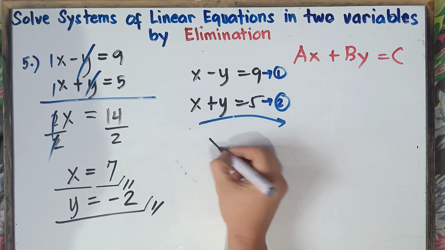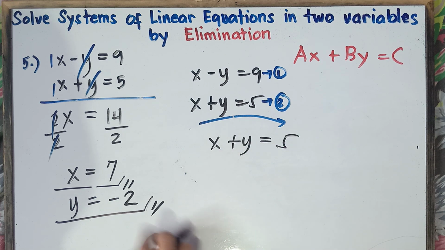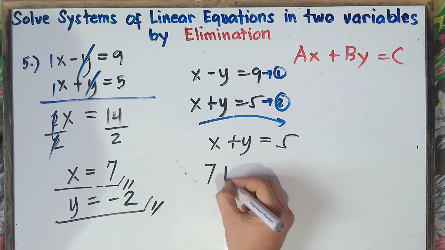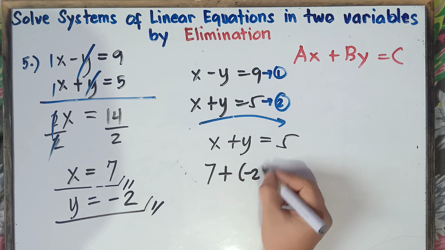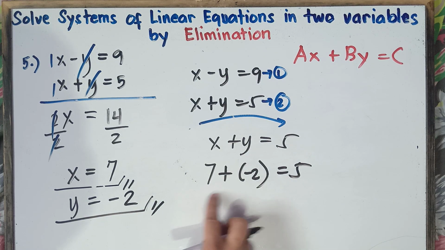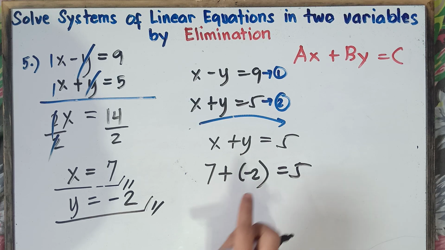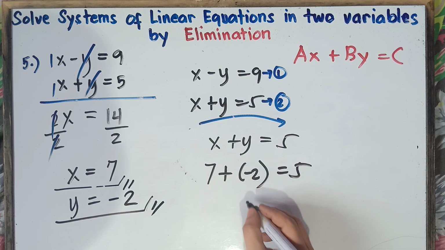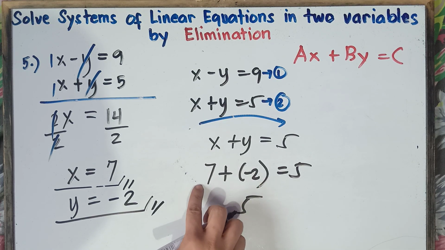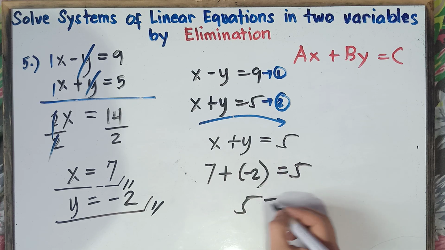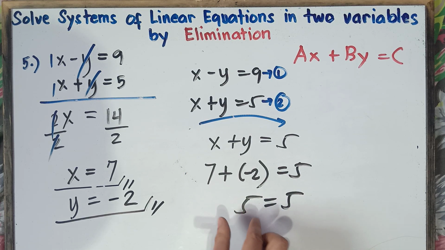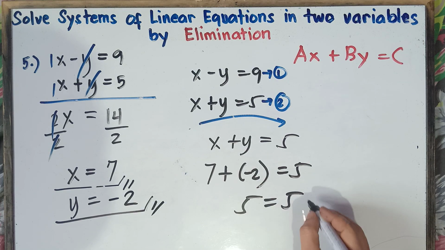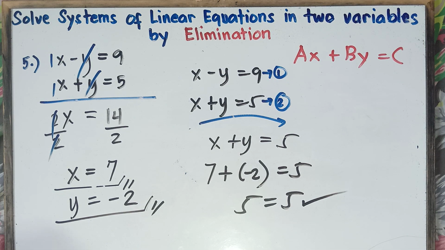The second equation, x plus y equals 5. The value of x, that would be 7. Copy plus sign, the value of y, that would be negative 2, equals 5. 7 plus negative 2, unlike signs. Positive 7, negative 2, unlike signs, subtract. 7 minus 2 is 5. Now 7 is greater than 2, we copy the sign of 7. That would be positive 5 equals 5. Is 5 equal to 5, the left expression equal to the right? Yup, that would be true. Therefore, class, our answer is correct. That's the answer, class, with regards to example number 5.